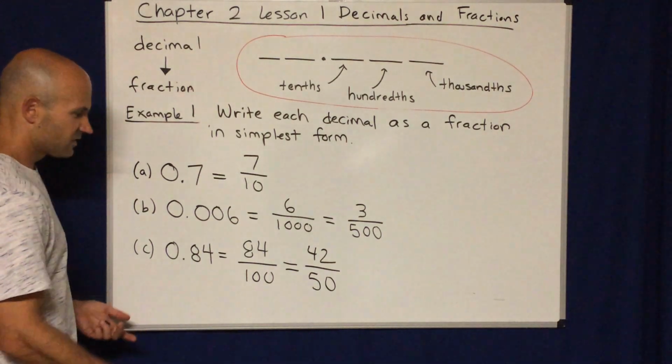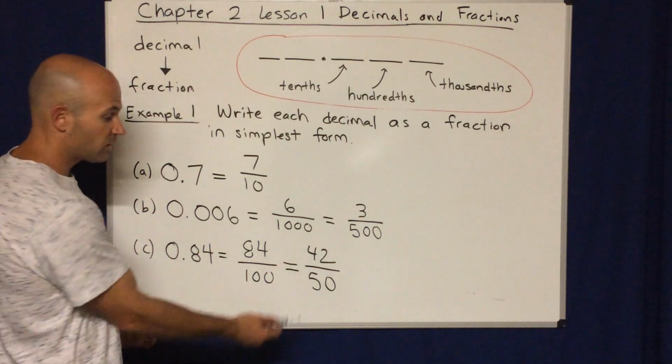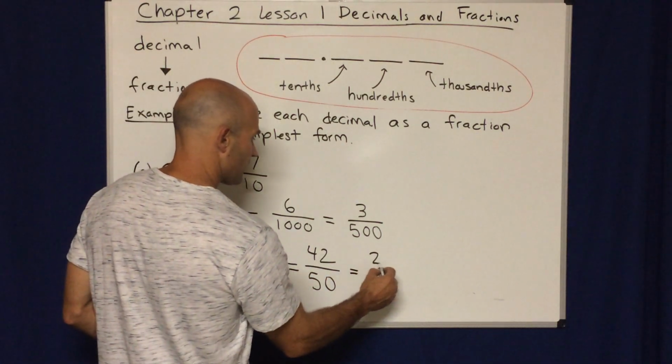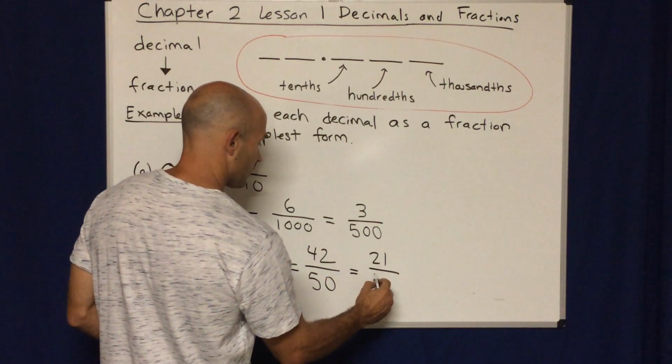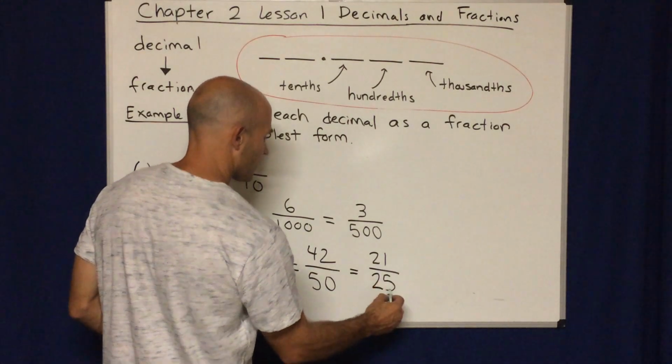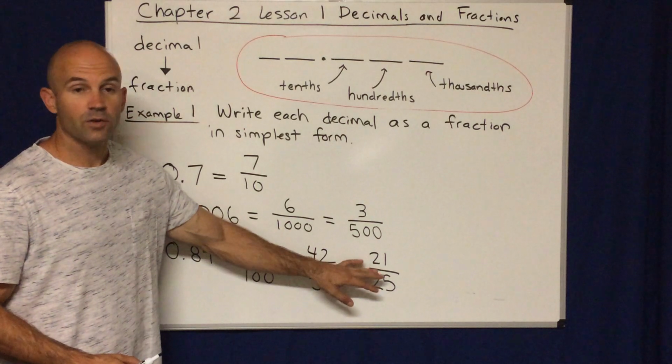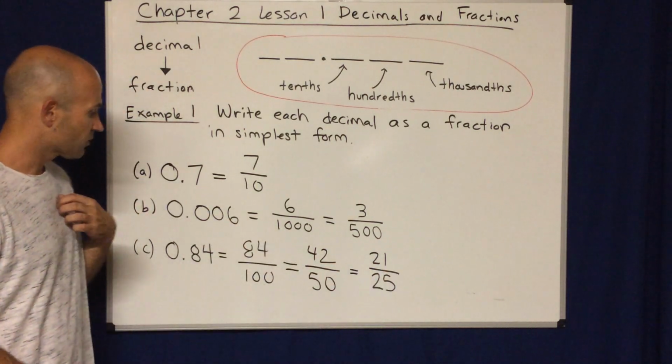And then I look. Can I reduce more? Yes. Both the numbers are even again, so I can divide by another 2. 42 divided by 2 is 21, and 50 divided by 2 is 25. This fraction is in simplest form. There's no further cancellation I could do in this case.